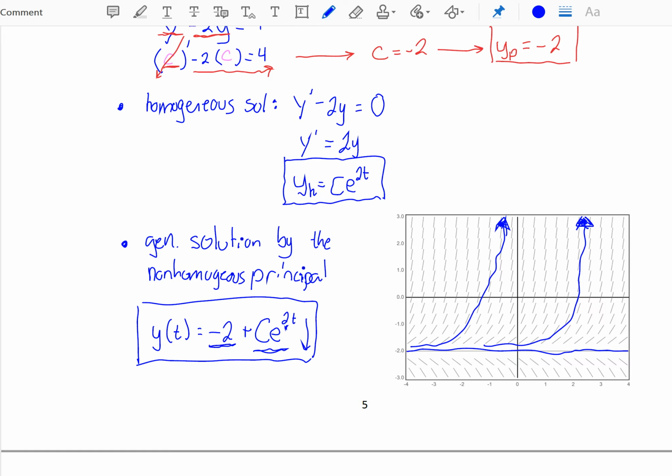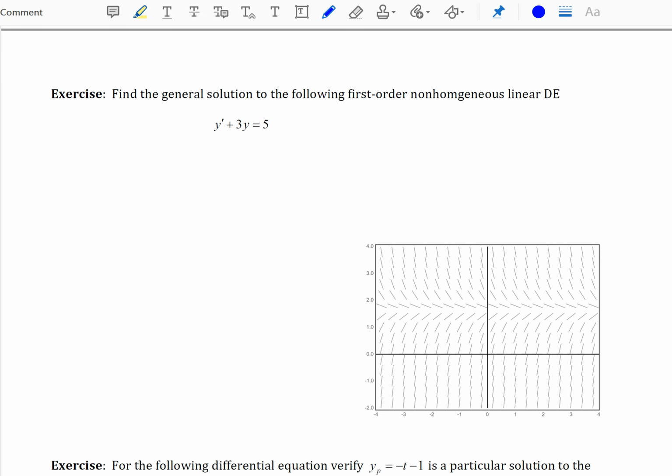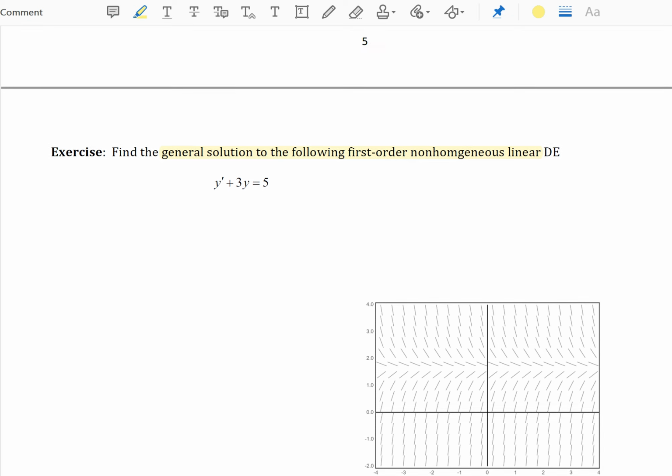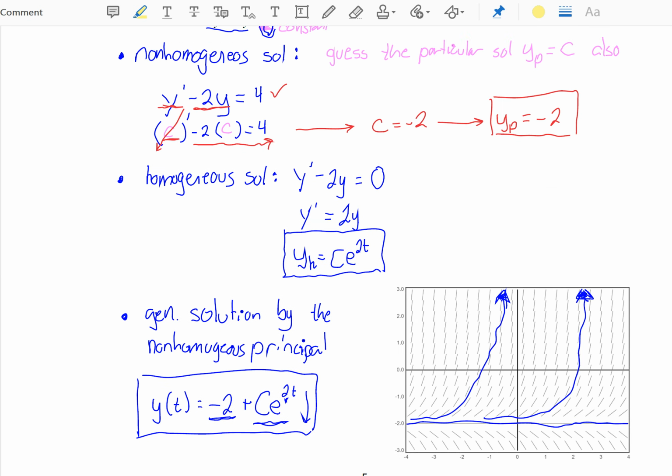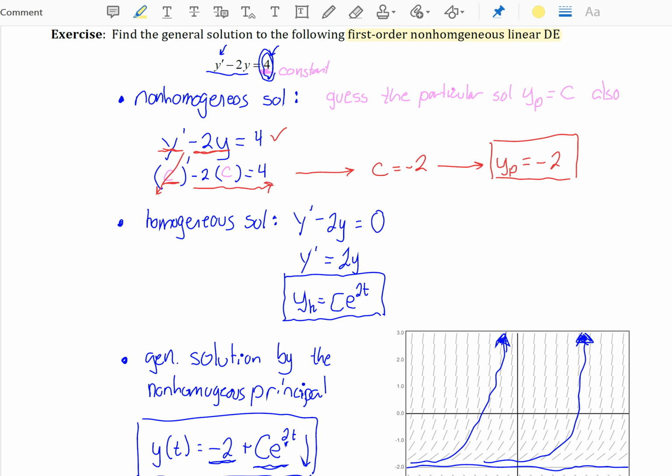Okay, let's try another example. Let's find the general solution of the following first-order non-homogeneous linear DE. Now, this is very similar to our last example, so I'm going to ask you again to pause the video and look for your general solution to your differential equation. Again, I'd like to ask that you mimic great presentation. Show me how you're looking for your solution by labeling each of the individual parts of your solution.